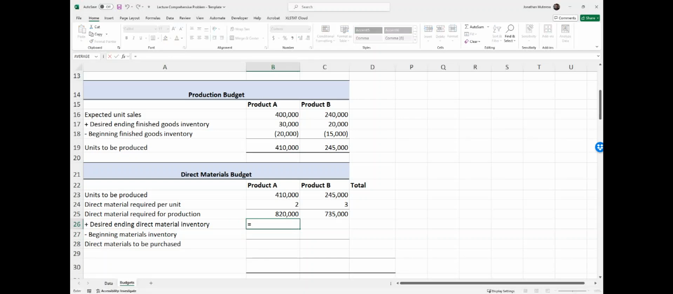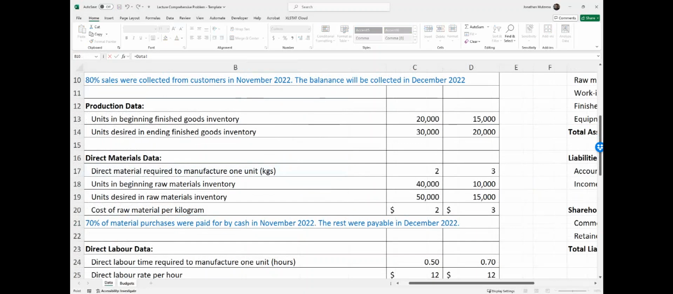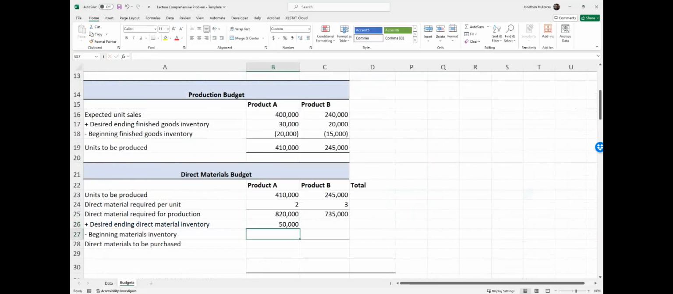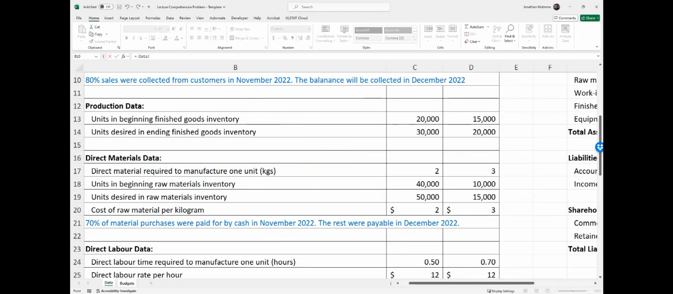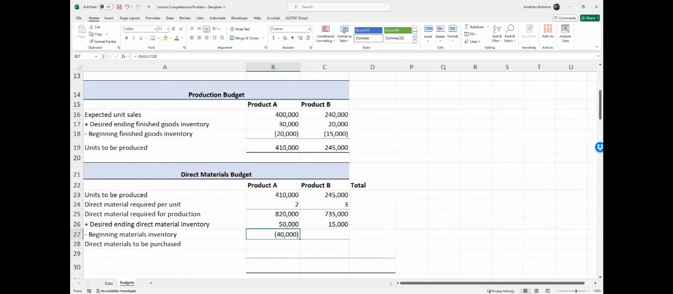So the units of raw materials that we need to keep at the end: 50,000 for product A, 15,000 for product B. We will subtract any units that we have in the beginning: 40,000 for product A and 10,000 for product B. And so, the number of kgs that we need to go and buy: 830 kgs for product A and 740 kgs for product B.